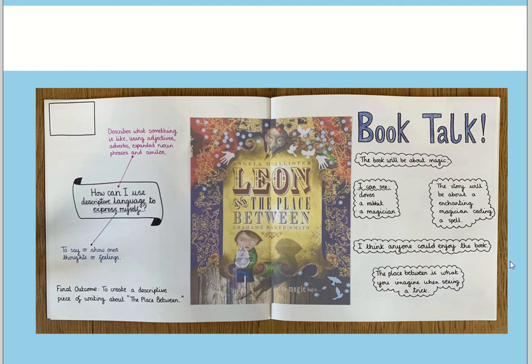Then on my right-hand side, I did my book talk and I chose to do different bubbles for each of the questions. So I thought that the book could be about magic. I said that I could see doves, a rabbit, and I thought this man was a magician. I said the story will be about an enchanting magician casting a spell. I think anyone could enjoy this book, and I think the place between is what you imagine when seeing a trick.